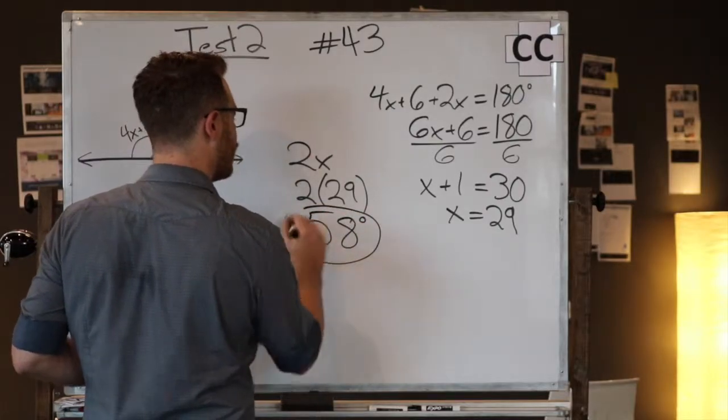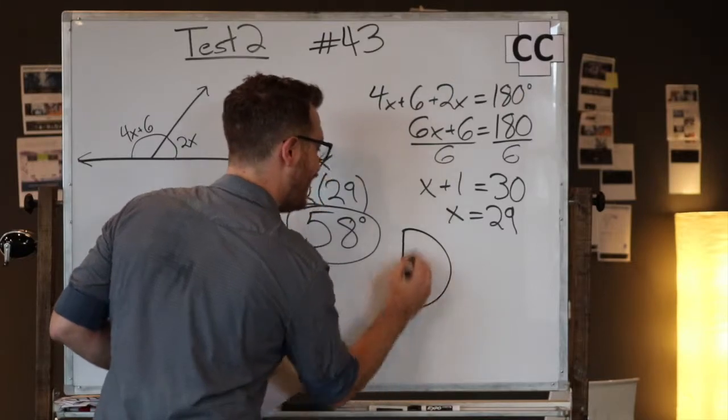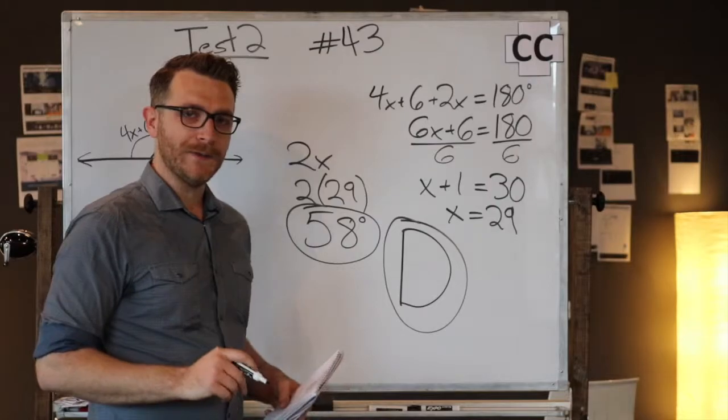Now I have solved for the smaller of the two angles. And if you look at your answer choices, you will see 58 is answer letter D. And we got the right answer. Great job.